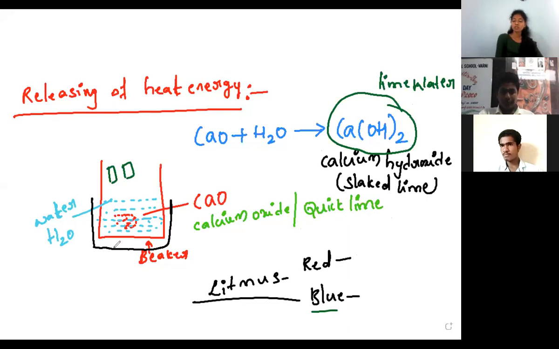So this is also one of the chemical changes here, because we are taking calcium oxide and water. Finally, we got calcium hydroxide. The properties of calcium hydroxide and of water and calcium oxide are completely different. And we will not get calcium oxide again from this calcium hydroxide. So that's why we can consider this a chemical change.